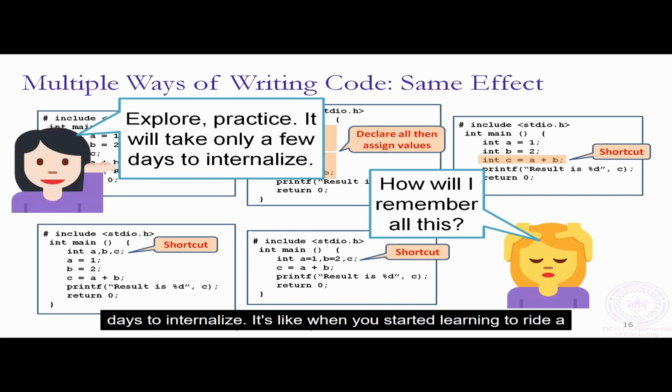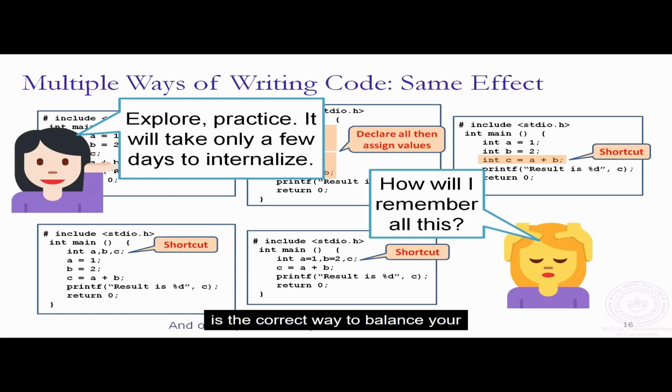It's like when you started learning to ride a bicycle. In the abstract, it seems so hard. And what is the correct way to balance your weight on a bicycle? Nobody can tell you. But you start, you take a couple of spills, and before you know it, you know how to ride a bicycle. So programming in C is the same way. There'll be this 10 to 12 day window where all your programs will give compiler errors. And after that, it'll all be golden. You will have no problems. You will be very happy. So all you have to do is code.